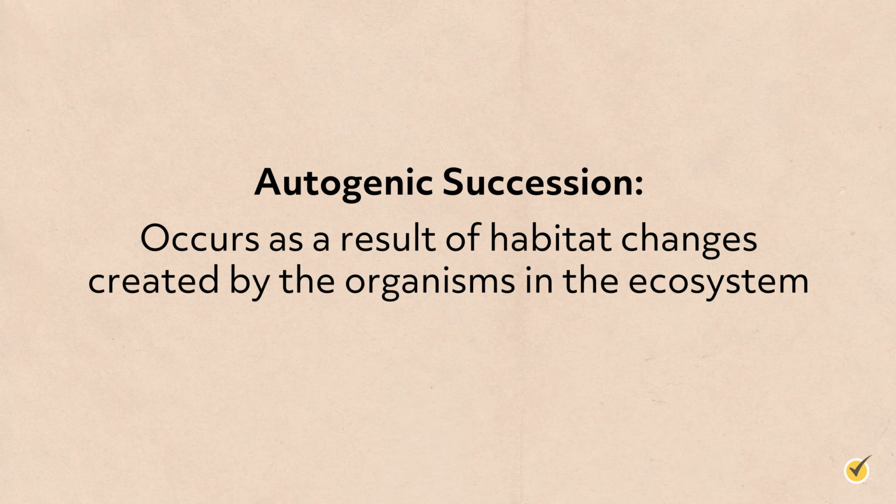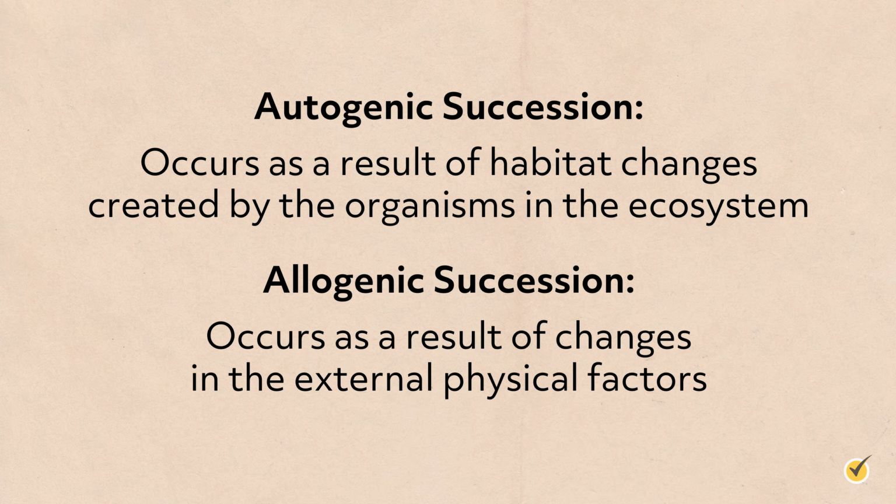Autogenic succession occurs as a result of habitat changes created by the organisms in the ecosystem, like shading from the development of the tree canopy, which eventually leads to the downfall of pine species. Allogenic succession occurs as a result of changes in the external physical factors, like a tree line that develops because of a colder climate with increasing altitude.